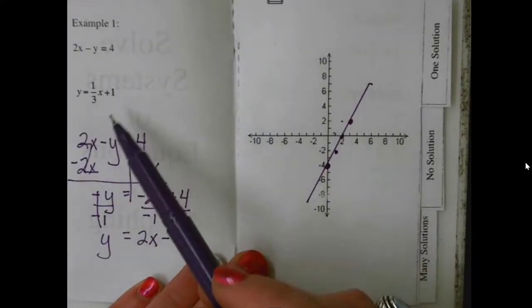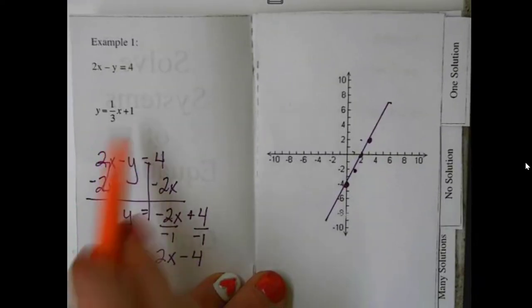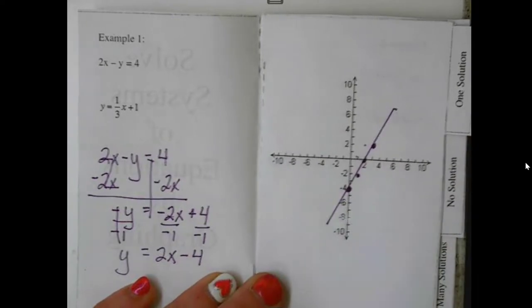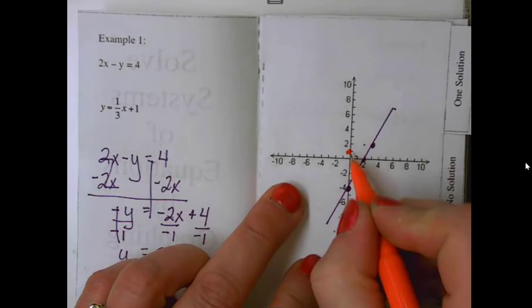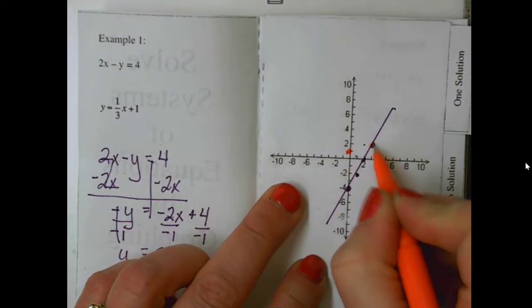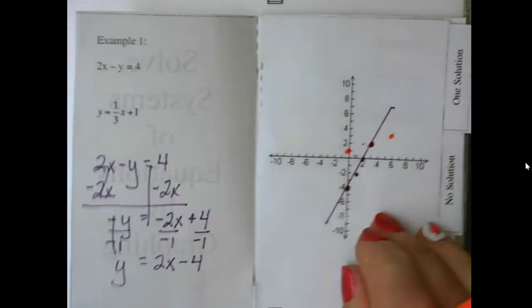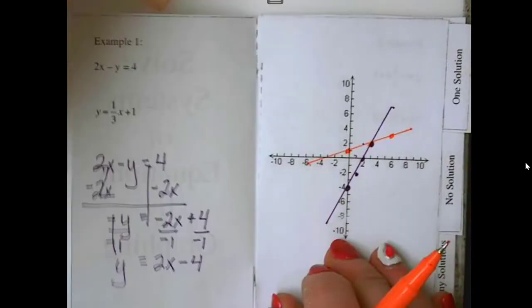Okay, now let's check out the second one. I'm going to use a different color here. y equals 1/3 x plus 1. Okay, so it's already in slope-intercept. I'm going to plot at 1. I'm going to go up 1 over 3, up 1 over 3. Okay, so we can see that we are crisscrossing where the point of intersection is.